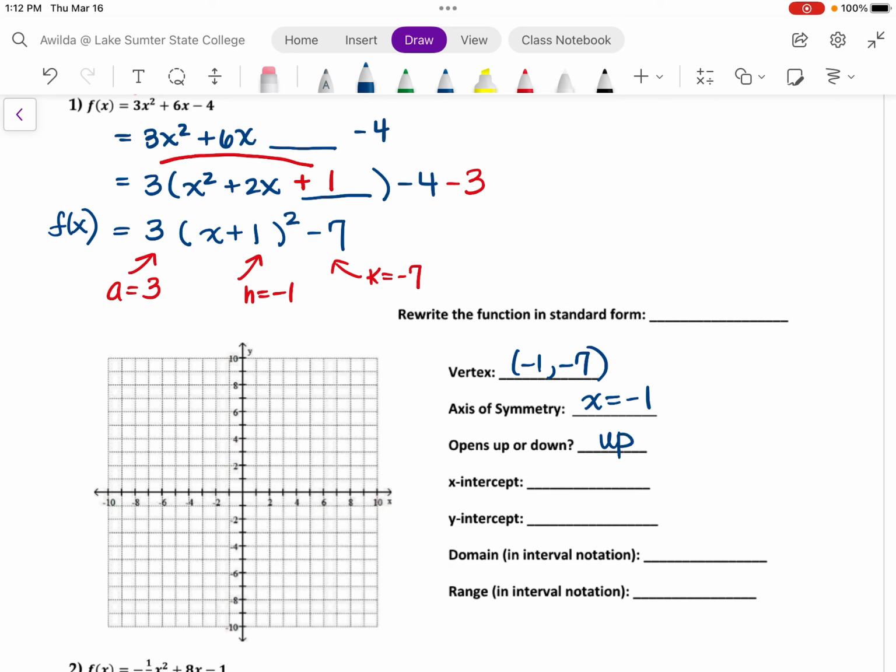Let's add this information to the graph for now. Starting with the vertex at negative 1 comma negative 7. Let's add that axis of symmetry as a dashed line passing through that vertex. This is our mirror.